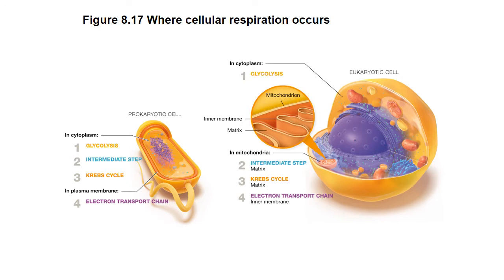A eukaryotic cell, such as a human cell, a plant cell, or a fungal cell, contains a cell wall, perhaps, if you're a fungus or a plant, a cell membrane, and organelles. Organelles like a nucleus, SER, RER, and mitochondria. So in a eukaryotic cell, glycolysis occurs in the cytoplasm, and the remaining steps, the intermediate step, the prep step, the Krebs cycle, and the electron transport chain, seen here as 1, 2, 3, and 4, are going to occur either in the cytoplasm or in the mitochondria.